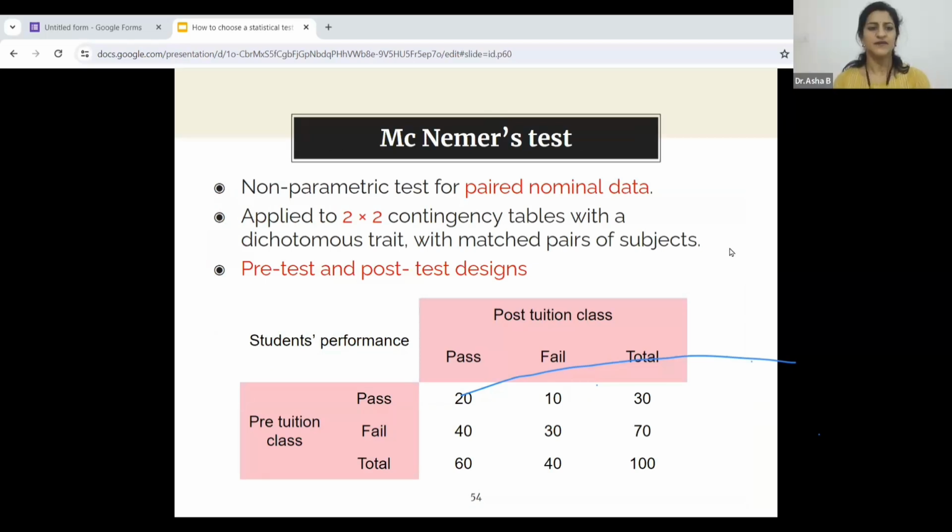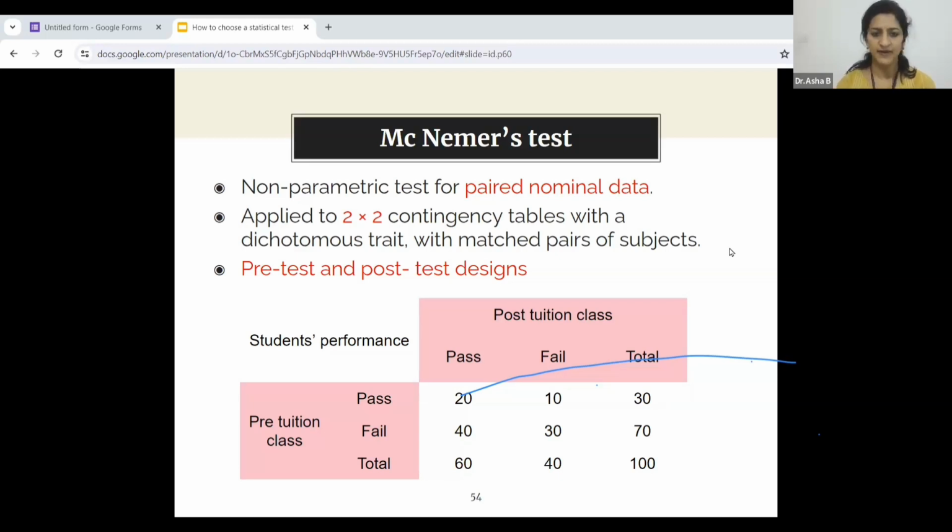Moving further, we have one more test called the McNemar test. When we have paired data, we cannot use the chi-square test again. So, paired nominal type of data. Just like the paired t-test, we have this McNemar test that is applied when we have paired nominal data. For example, we want to assess the students' performance before taking a tuition class and after taking a tuition class. The options we have are mutually exclusive and discrete: pass, fail.